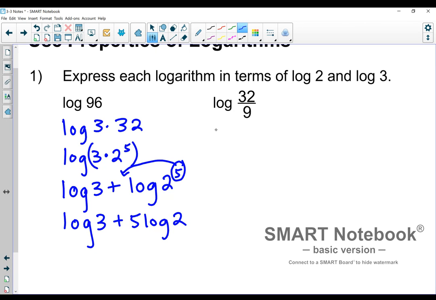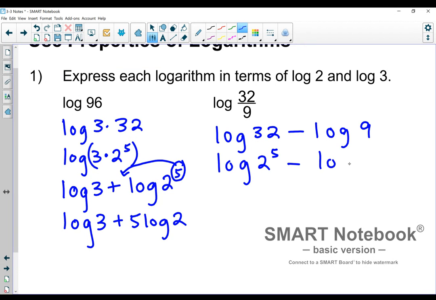So in the next one, I have a fraction. I'm going to go ahead and break the 32/9 apart using log 32 minus log 9. 32 is 2 raised to the 5th power. 9 is 3 squared. And then again, anytime we have those exponents, think of our power to a power, and we are going to multiply it in front. So 5 log 2 minus 2 log 3.